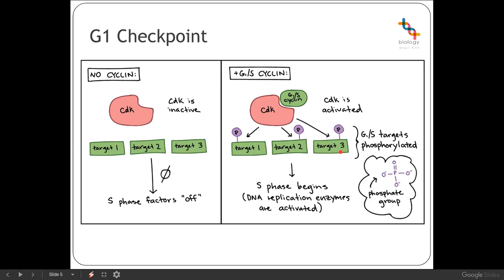Once we have a sufficient threshold of phosphorylation, the cell cycle can move on to the next stage. If we don't have a sufficient threshold, then the cell is going to be held at that checkpoint until we can reach the correct amount of phosphorylation.